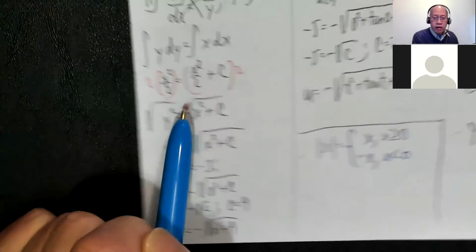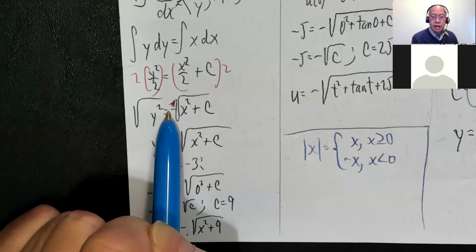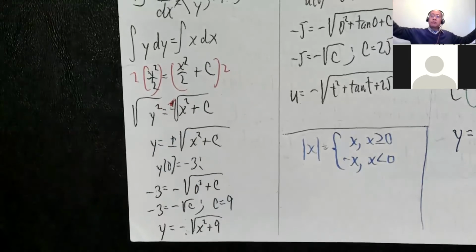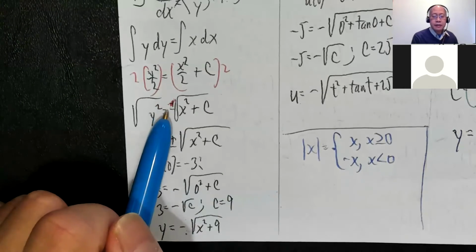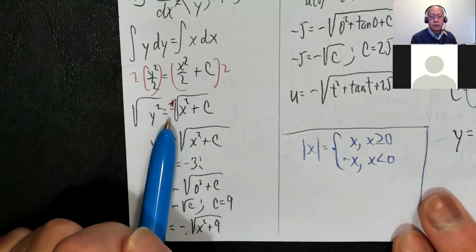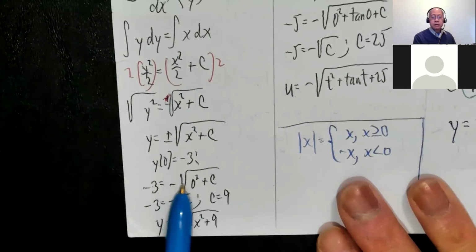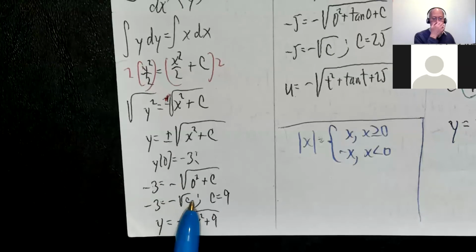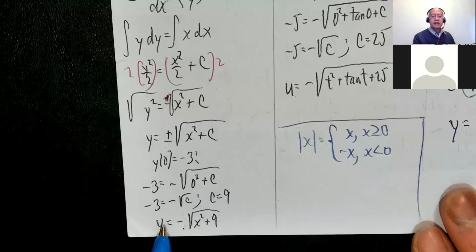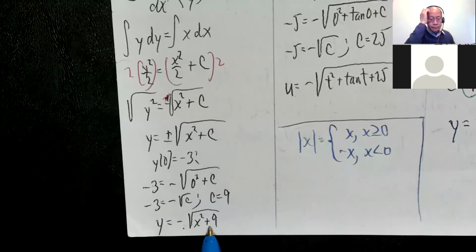So that's why in my final answer, I now throw out the plus sign and keep the minus sign, which is a little bit weird. I mean, a lot of times in your algebra, you threw out the minus sign and kept the positive, right? Sometimes there's a word problem, and in a word problem you cannot have a negative for some reason. But in this particular case, you cannot have the positive because of this, right? So there's got to be a negative. Equals, plug in 0, 0 squared plus c, which is c, square both sides, c is equal to 9. So final answer is one function, y equals negative square root of x squared plus 9.